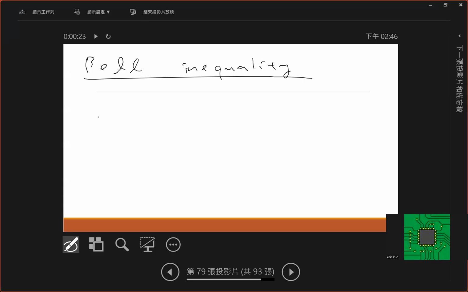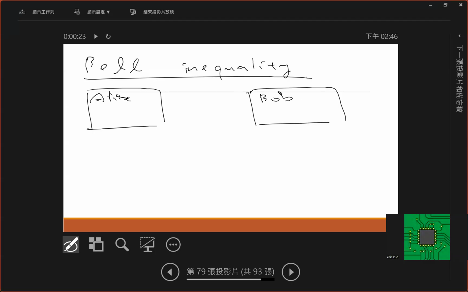So the situation is this: Alice and Bob share some state psi, which is a Bell state. Alice and Bob are separated very far. Alice can use two kinds of measurement, A0 and A1. I will explain what is going on. And Bob has B0 and B1.